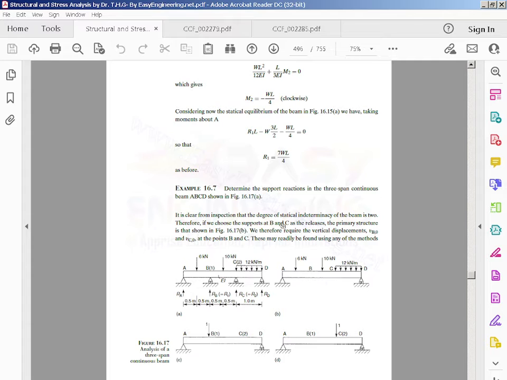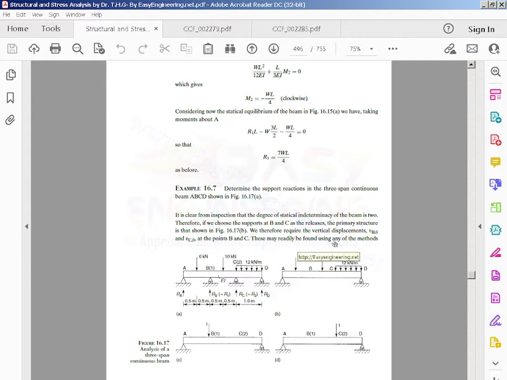Therefore, if we choose the supports at B and C as releases, the primary structure is that shown in figure 16.17b, which I'm just circling. We therefore require the vertical displacements VB0 and VC0 at the points B and C. The first step is to release RB and RC, and then you get a simply supported beam with 2 point loads and a partial UDL. The first thing he's doing is finding the displacements in this released beam under B and C.